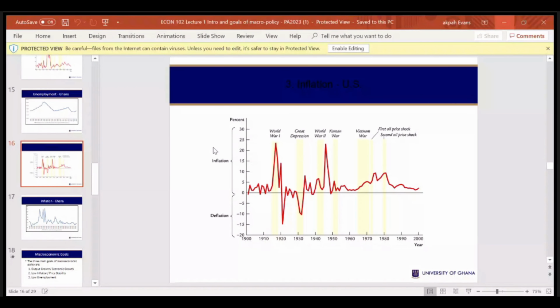Okay. I think around 83, 82 thereabout, Ghana recorded inflation rates over 100, over 110. Okay, but the US, from 1900 to 2000, the highest is a little close to 25, not even up to 25, and at a point has a negative inflation. A negative inflation is what we call deflation.